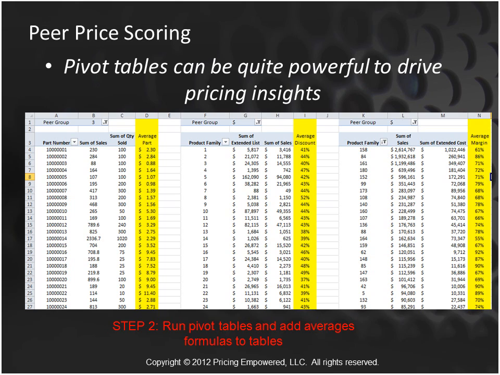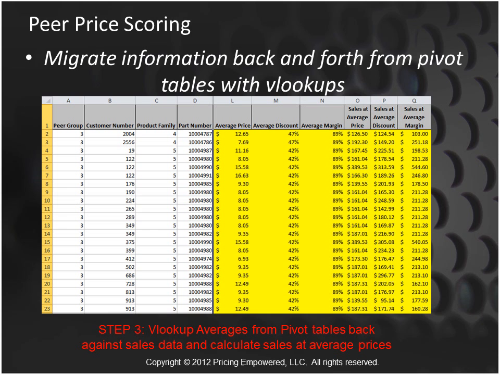Once you have the data in the template, you will run pivot tables. These are powerful tools to summarize data. In our template, you just need to hit the refresh button at the top of the screen to get the values to update. After you refresh the pivot tables, you can use the Excel VLOOKUP function to bring the averages back into the sales data. This will allow you to make comparisons at the customer part level. You can also use pivot tables again to summarize the data up at the customer level.